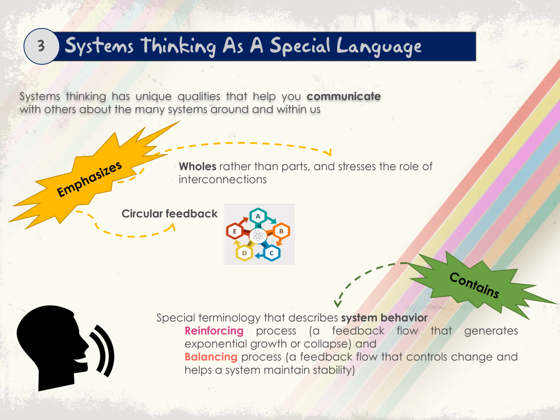Why do we also call systems thinking a special language? Because basically it helps us communicate with other people about the systems that we have in our surroundings, and it emphasizes wholes rather than parts, and also circular feedback. We also have special terminology which describes the system's behavior. So we have the reinforcing process, and we also have the balancing process. These two will be described more in the next lecture.